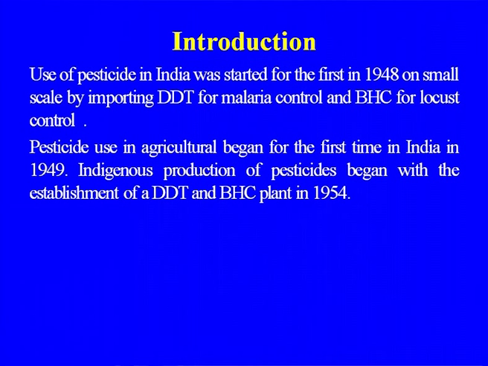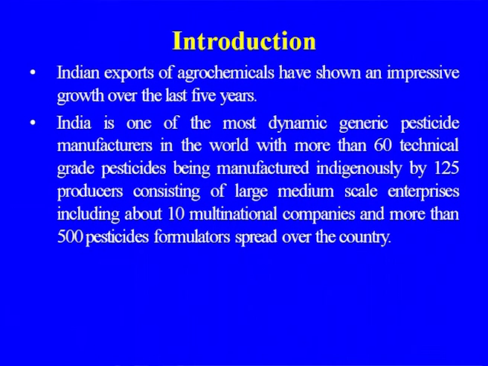Use of pesticides in India was started for the first time in 1948 on a small scale by importing DDT for malaria control and BHC for locust control. Pesticide use in agriculture began for the first time in India in 1949. Indigenous production of pesticides began with the establishment of a DDT and BHC, benzene hexachloride, plant in 1954. Indian exports of agrochemicals have shown impressive growth over the last 5 years, because the pesticide industry is also called the agrochemical industry.